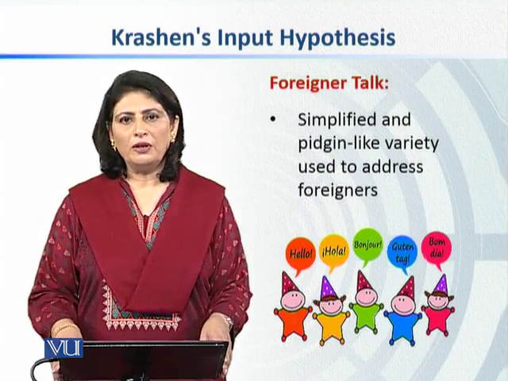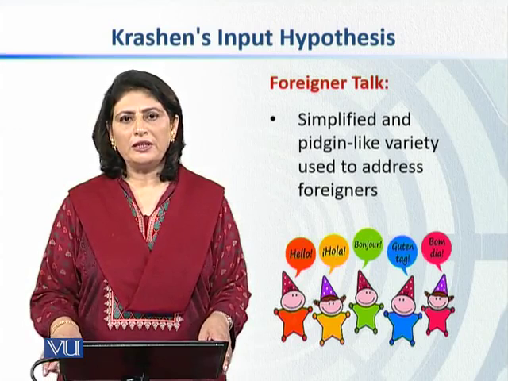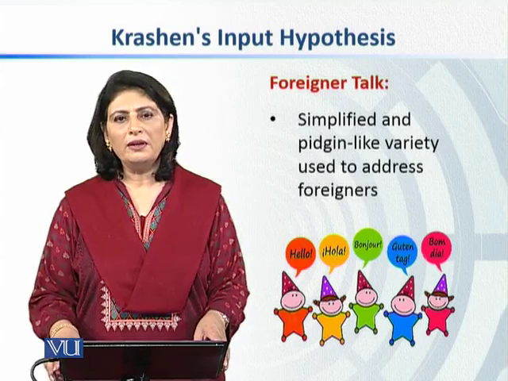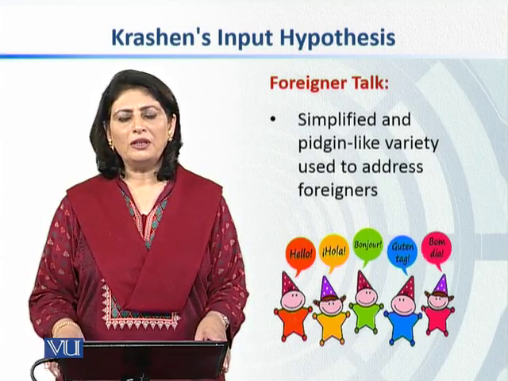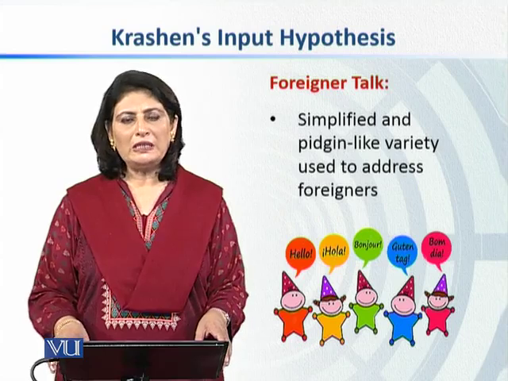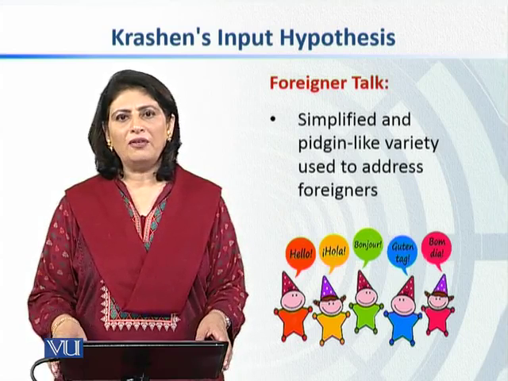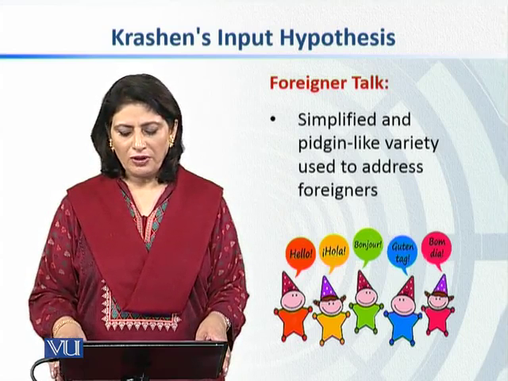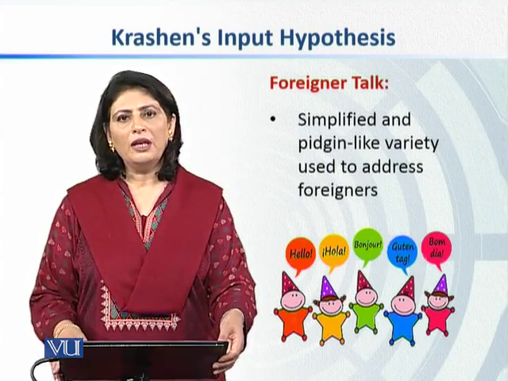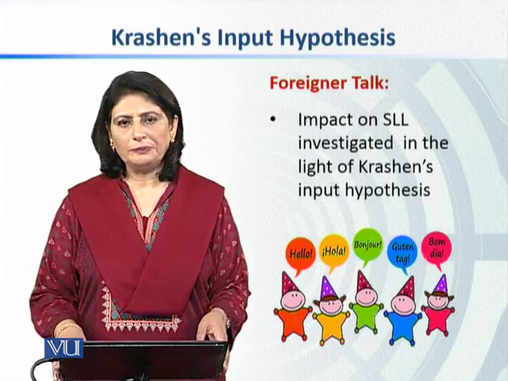So, foreigner talk is also simplified talk, very similar to child-directed speech. The only difference is that it is used with foreigners on the assumption that they do not understand the language as such. So it is simplified. It is a pidgin-like variety. Pidgin is again a simplified variety of a language, and it is usually used when you go abroad to a country and people realize that you might not know the language and they try to talk to you that way.